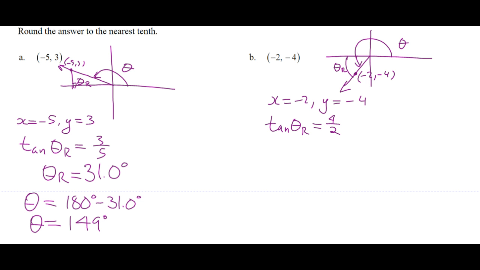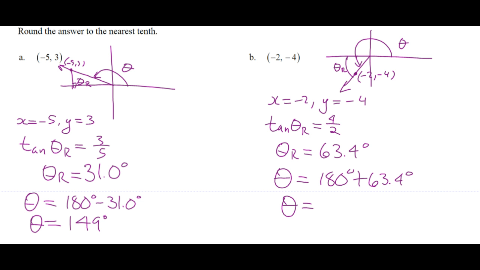Okay, so what's theta r? Come on, who's worked ahead? 63.4 degrees? So what's theta? 243.4. Okay, is that it? Yeah. There's the answers.